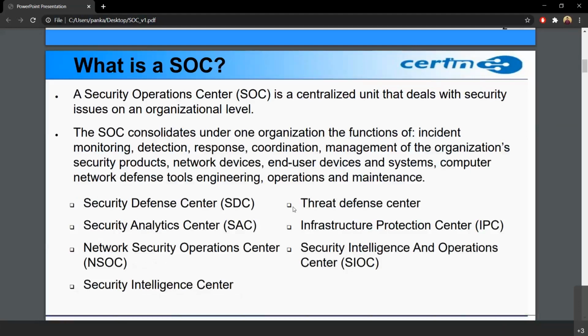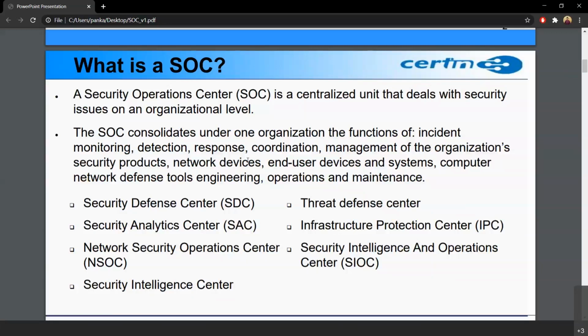So, a Security Operations Center is a centralized unit that deals with all the security related incidents at an organization level. Basically, all the security devices in an organization generate logs and events. So there needs to be a central place to coordinate, analyze, and monitor all those security devices. It is done in a Security Operations Center.